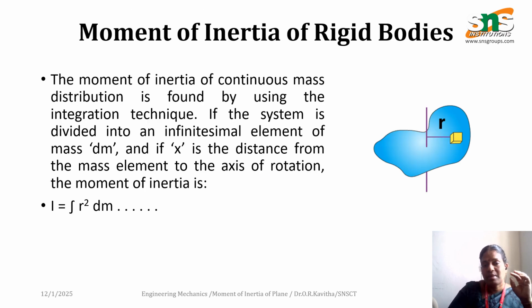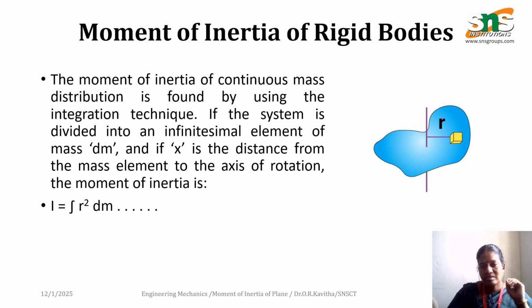And this is the mass moment of inertia of rigid bodies. The moment of inertia of a continuous mass distribution is found by using the integration technique. Here in this system, we will divide the whole element into different small elements. For example, if the mass of the body is m, we will split it into small strips, and we will take the mass of each element as dm.